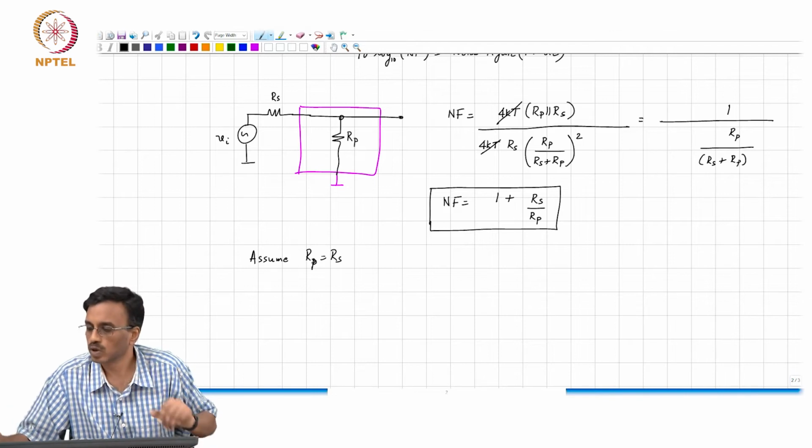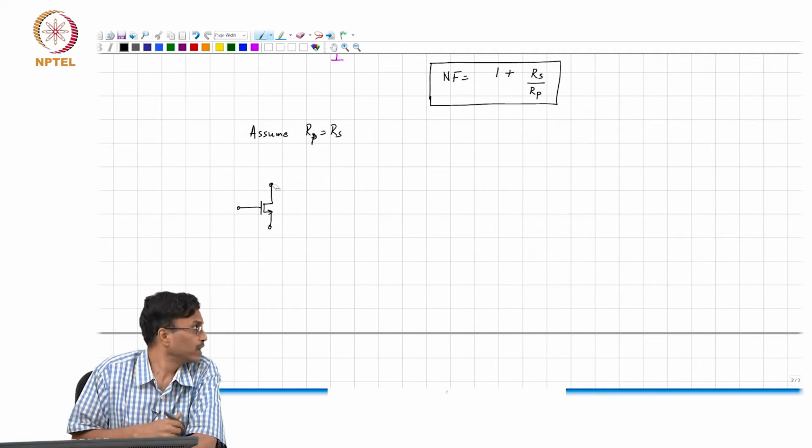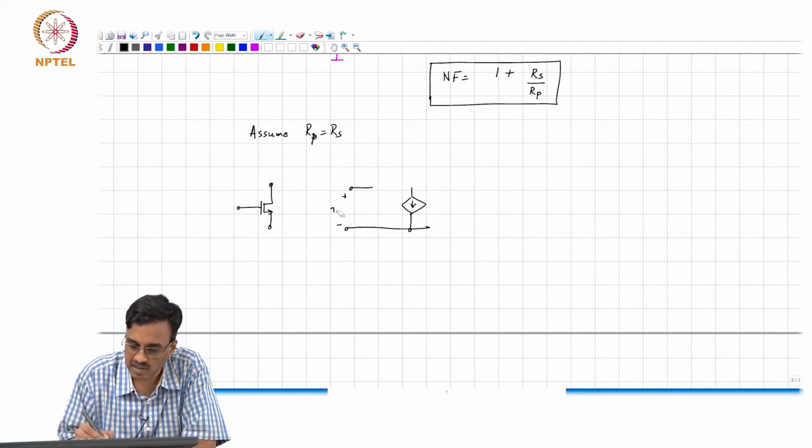Right. Let us do another example. Now, let us take a transistor, and at low frequency, what comment can we make about what is the small signal equivalent of the transistor? It is nothing but this is the incremental VGS.